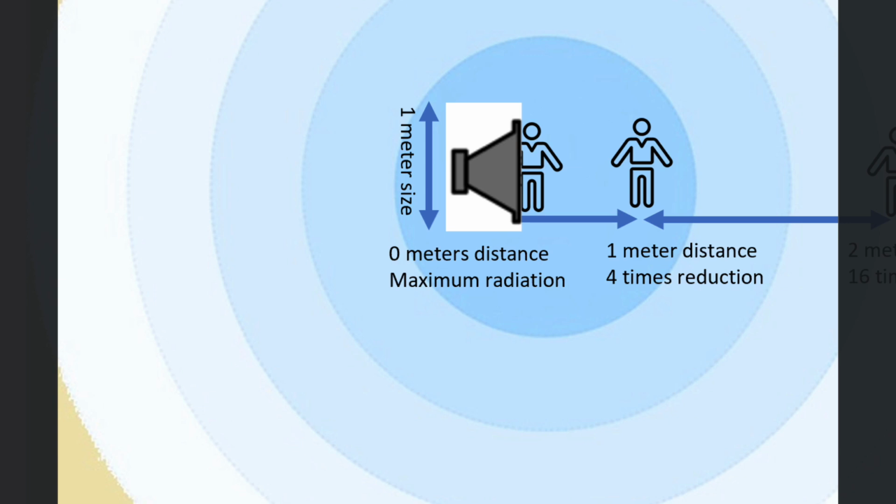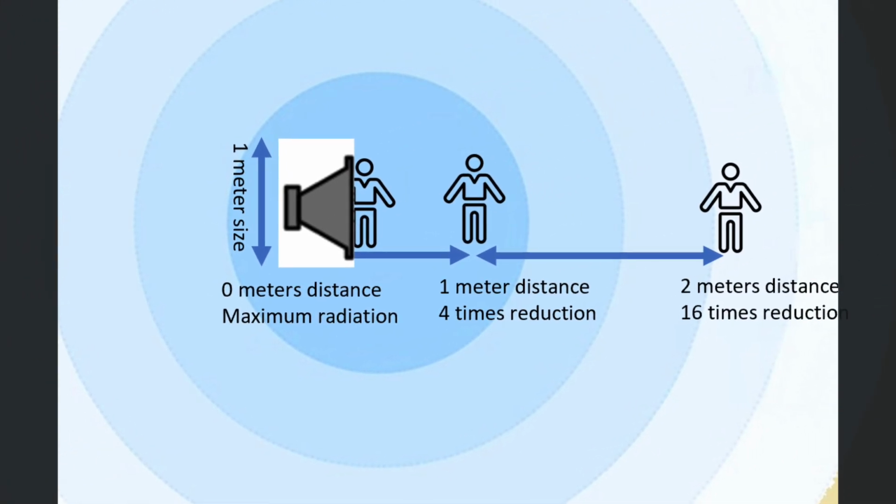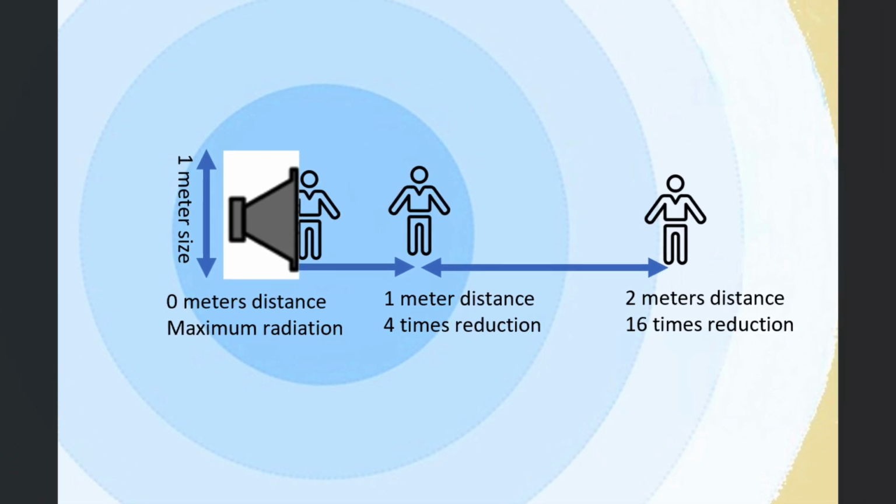Let's imagine here we have a speaker in the picture, and the speaker size is 1 meter. If we move away as far as the size of the speaker, which is 1 meter in our case, the signal intensity on our body will be reduced 4 times. If we move away twice as far as the size of the speaker, which is 2 meters in our case, the signal intensity on our body will be reduced 16 times.